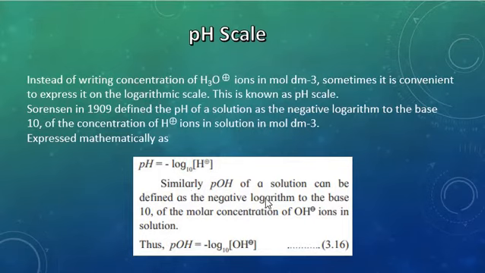Similarly, pOH of a solution can also be determined, and it is defined as the negative logarithm to the base 10 of the molar concentration of hydroxyl ions in solution. Similarly, we can say pOH is equal to minus log base 10 hydroxyl ion concentration.